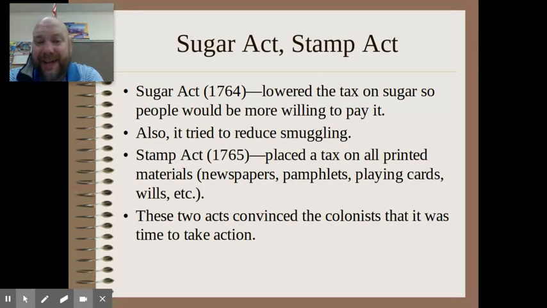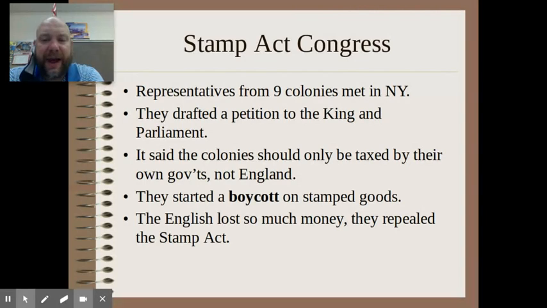Stamp Act, when you think of a stamp, we're not talking about like on an envelope. We're talking about like a stamp, like Mr. Leffler put on your homework probably in 6th grade. And so basically they passed a law saying that anything printed on paper, whether it's pamphlets, newspapers, playing cards, or wills, had to have a stamp. And so this convinced the colonists that it was time to take action.